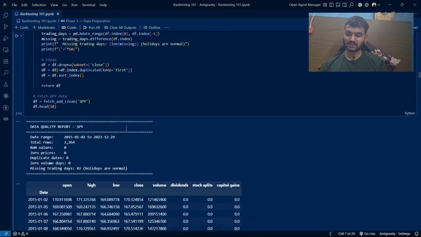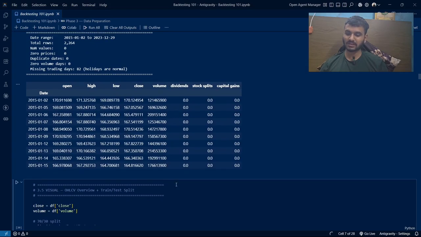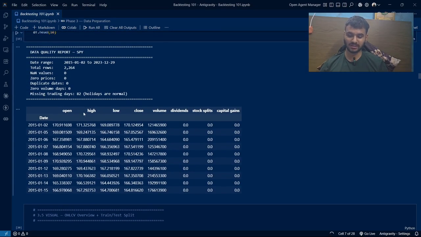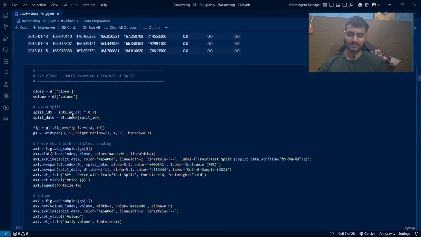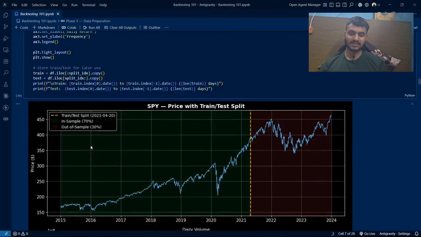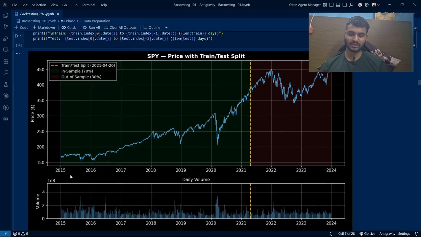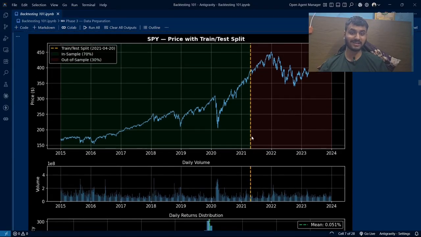This is how a CSV file would look. This is the data quality report that you should have while handling your data, right? Now, the SPY price with train-test split. As you can see, this part was used to train the model and this part was used to test the model, right? The dotted line shows the split in the data set.